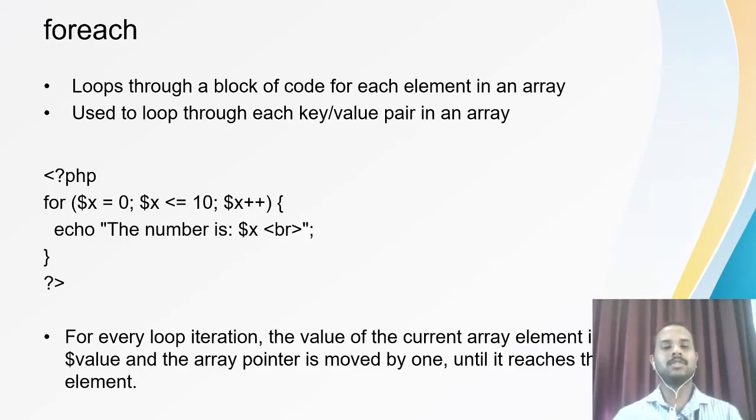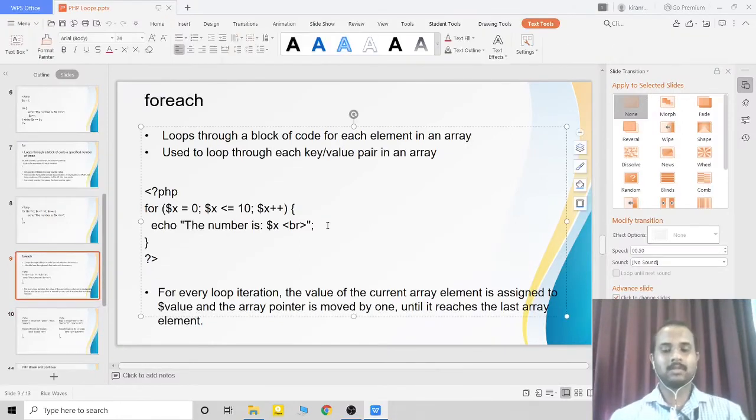The foreach loop runs through a block of code for each element in an array. It is used to loop through each key or value pair in an array. So in every loop iteration, the value of the current array element is assigned to the value variable. Here is the code that needs to be executed.